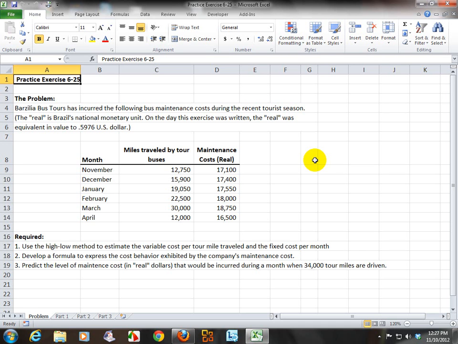In part two, we're going to take what we've found in part one and express it in terms of a formula where we could actually calculate the fixed costs and the variable costs related to their maintenance costs for any month. And then in part three, we'll actually use that formula to express what the costs are for a given month with certain miles. So let's take a look at part one.